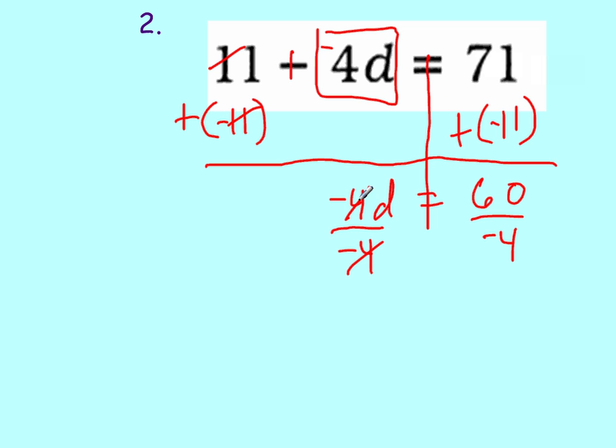These negative 4 over negative 4 make 1, so they cancel out. We're left with d. d equals 60 divided by negative 4, and positive divided by negative, we're going to get 15, and it's going to be negative 15. Problem number 3.